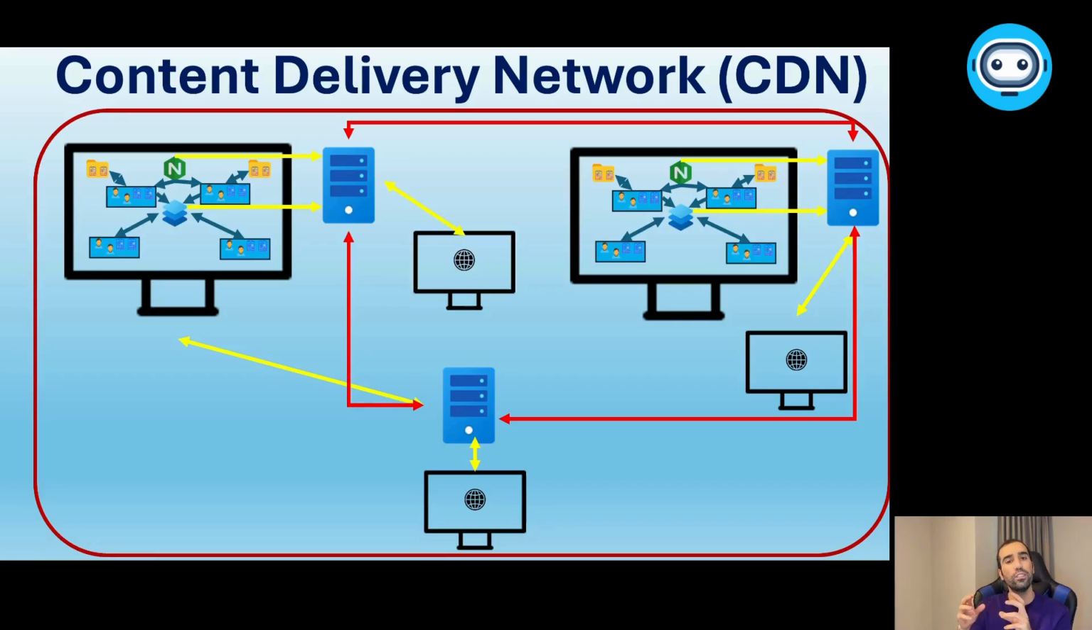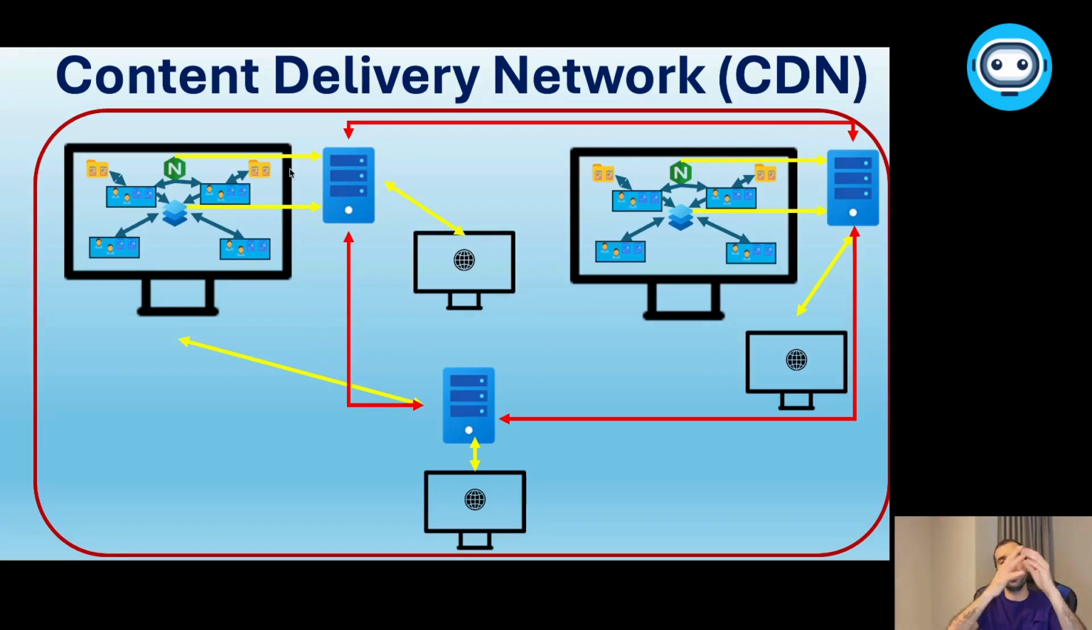CDNs are, I can say, global stations with an optimized routing system. So CDNs have stations across the globe, for example, near Japan, near the US, near Canada, near Europe. They have different stations across the world. For example, this is station 1, station 2, station 3, and all of these stations can be connected together.